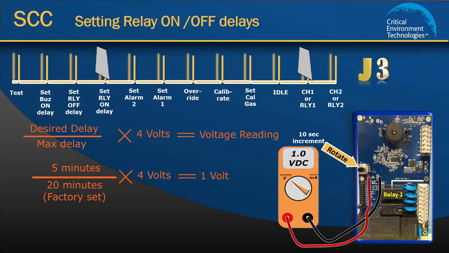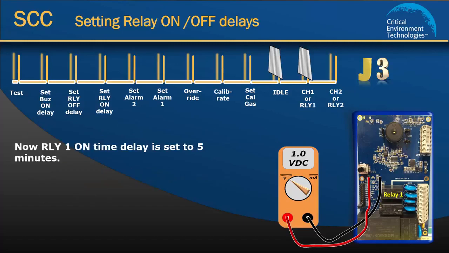Move the set relay on delay jumper back to idle. Now relay 1 on time delay is set to 5 minutes. Similarly, you can follow the same procedure to set relay off delay by moving the jumper from the idle position to set relay off delay position.